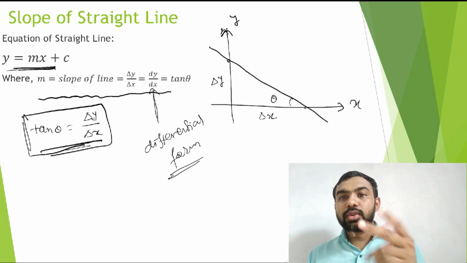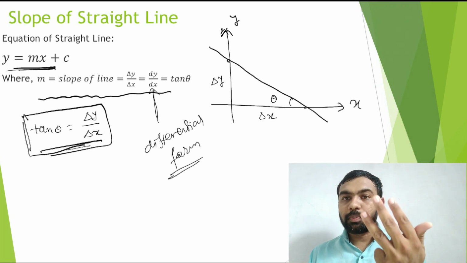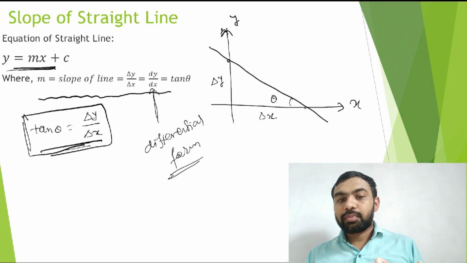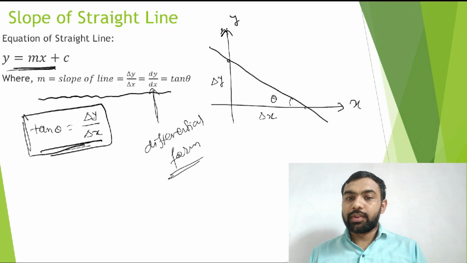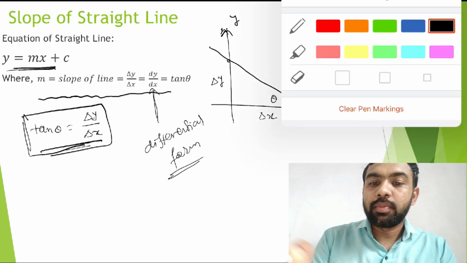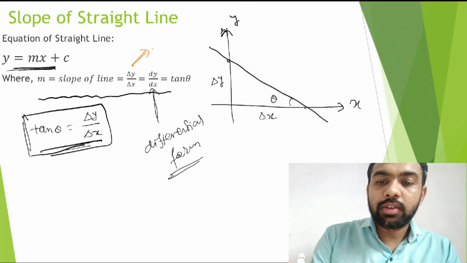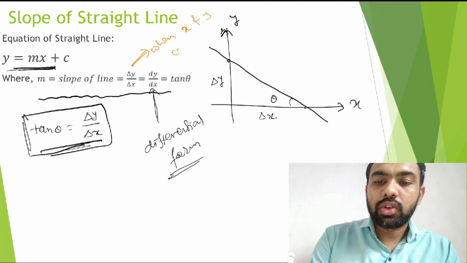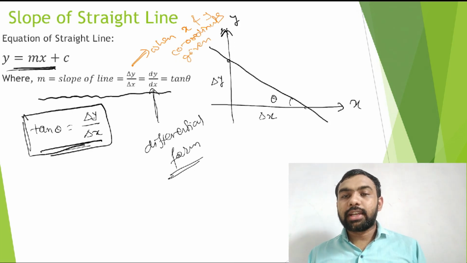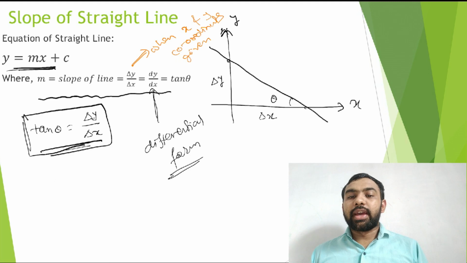So the slope of any line is defined in three ways. The first, delta y upon delta x, is used when the x and y coordinates are given to us. You must write this here: this equation is used when x and y coordinates are given. That's the first relation.